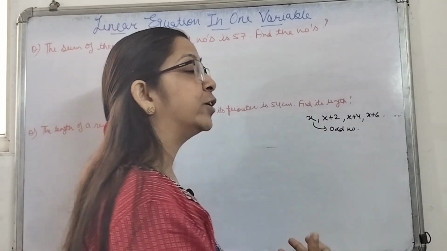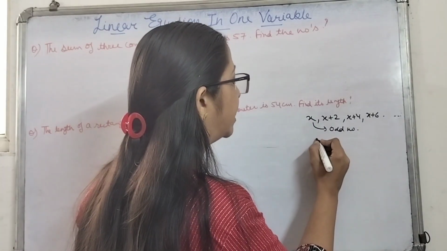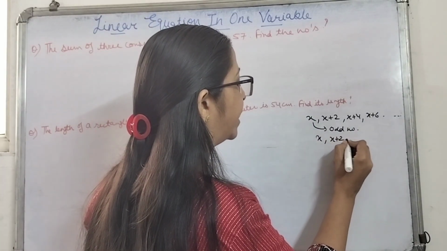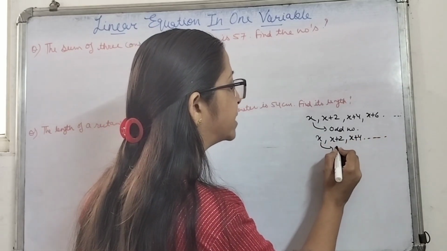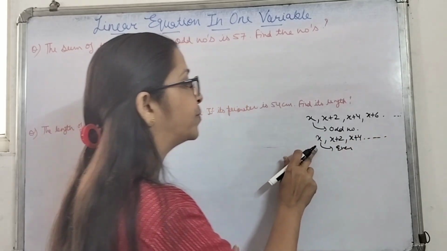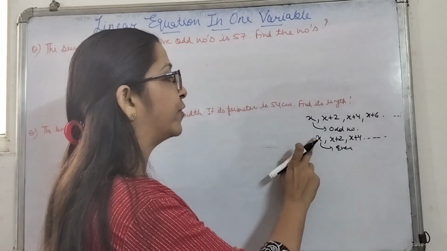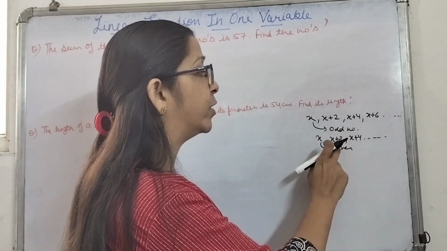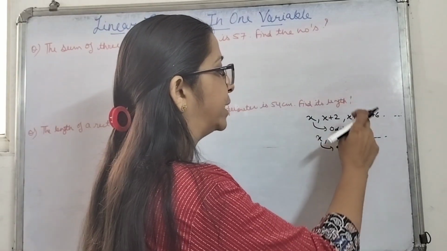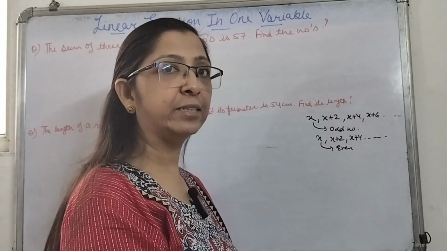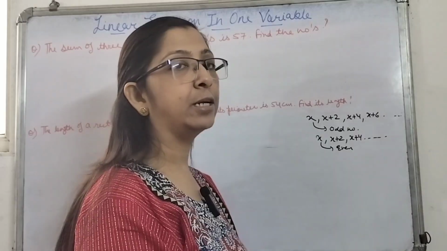Similarly, if consecutive even numbers are asked, then also the numbers will be x, x plus 2, x plus 4, like this. Because if x is an even number and we add 2 to it, we get an even number. If we add 2 again, we again get an even number. So these will be the numbers.